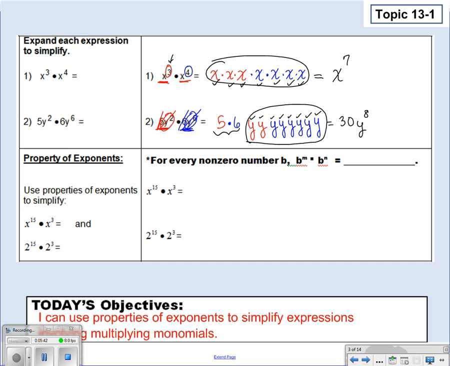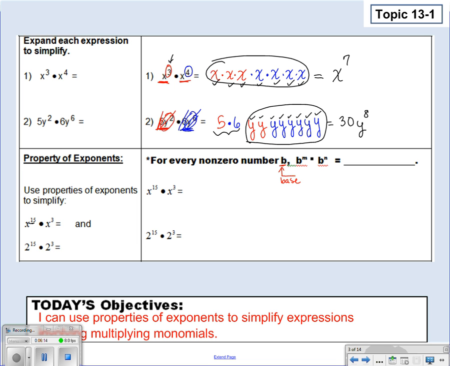When our exponents are small, like x to the 3rd power, x to the 4th power, stamping them out is not a problem. However, when you start getting to problems where you have a variable raised to like the 15th or even the 25th or 100, you do not want to write out x 100 times. So we can use our property of exponents. Our property of exponents states that for every non-zero number b, and we use the letter b because we call this a base, and that base can be any non-zero number.